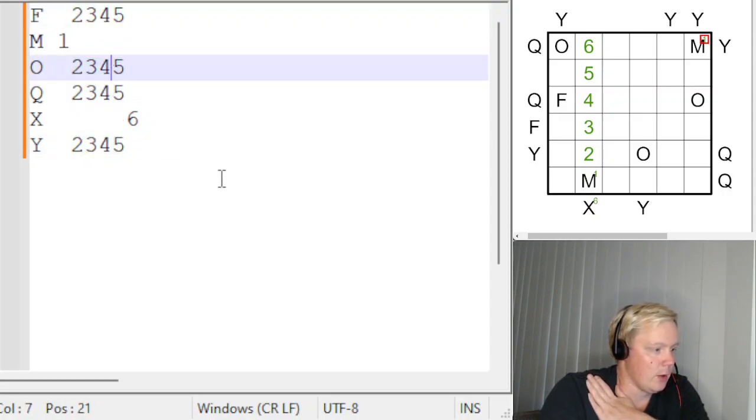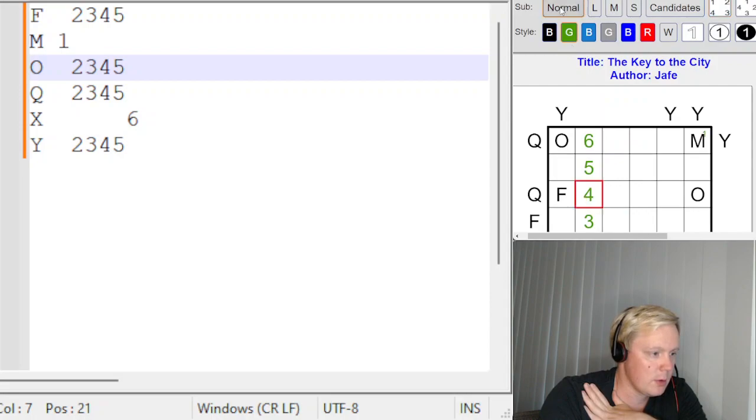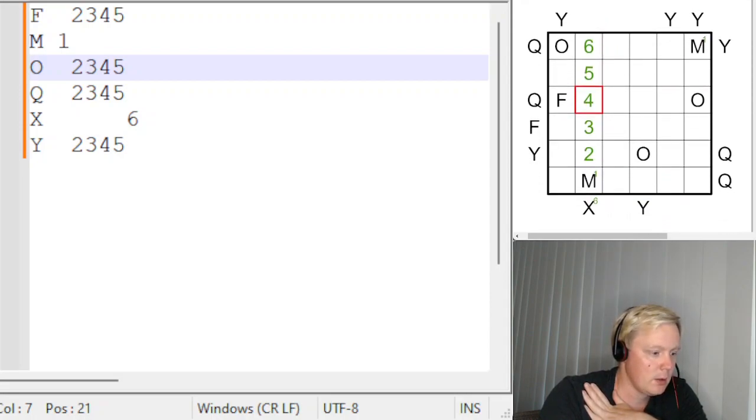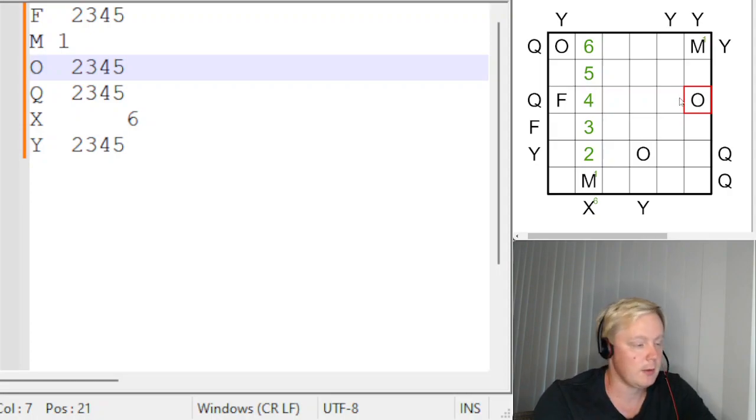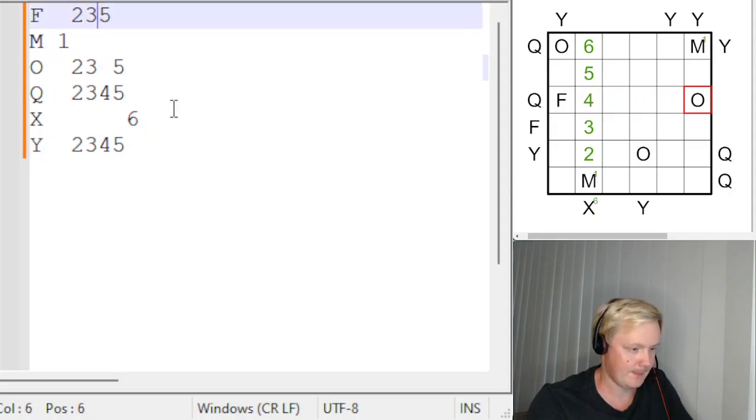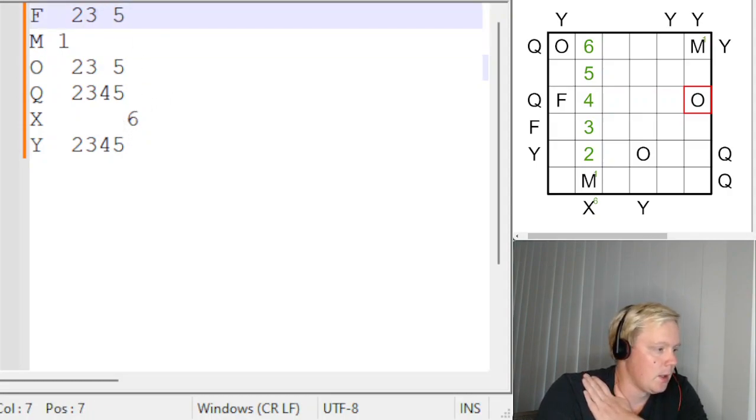So now we have 4 unknowns, and they can be 2, 3, 4, or 5. Well, this 4 here, sorry, moving my windows around so I can actually see what I'm pointing at. This 4 here restricts this F and this O. So neither of these can be 4 because then there would be two 4s in the row. So O can't be 4, F can't be 4. We also already knew these can't be 6, O and M, because X was 6.